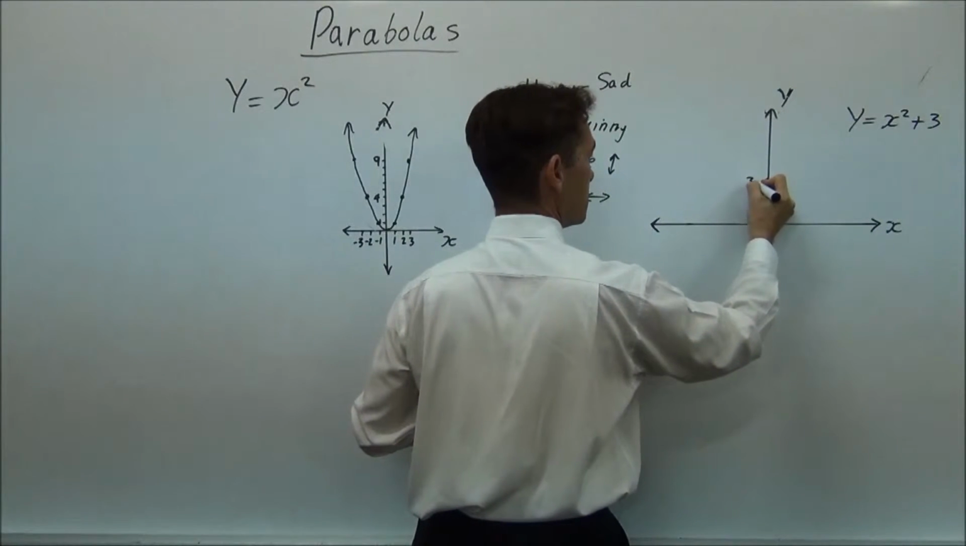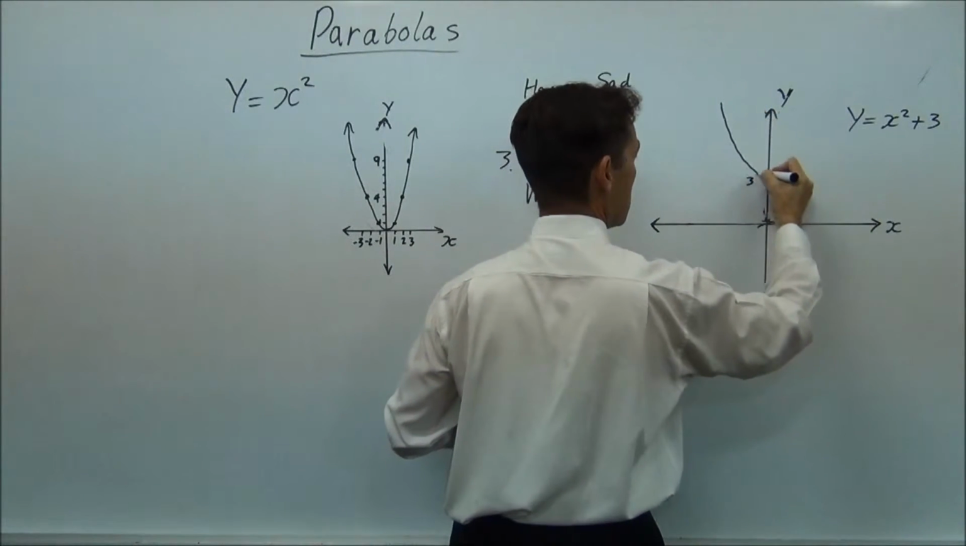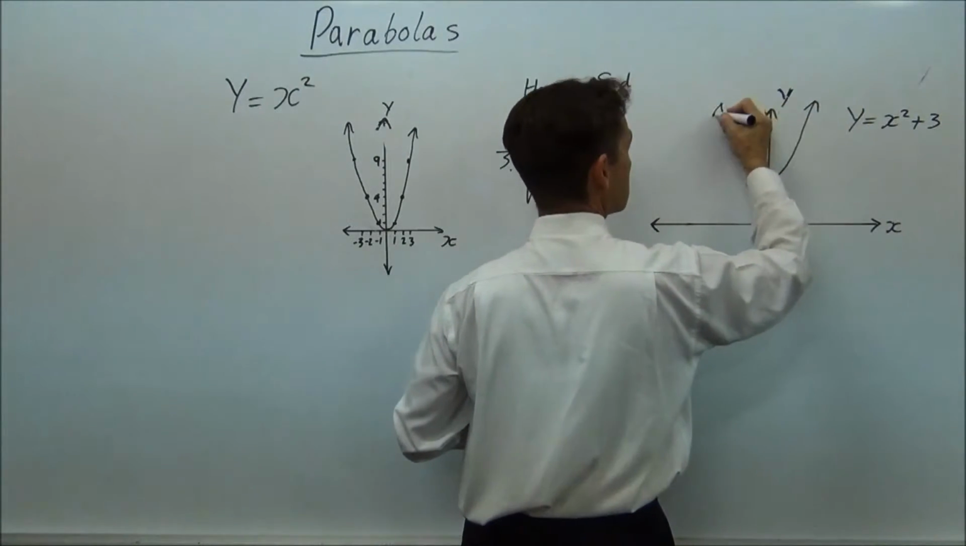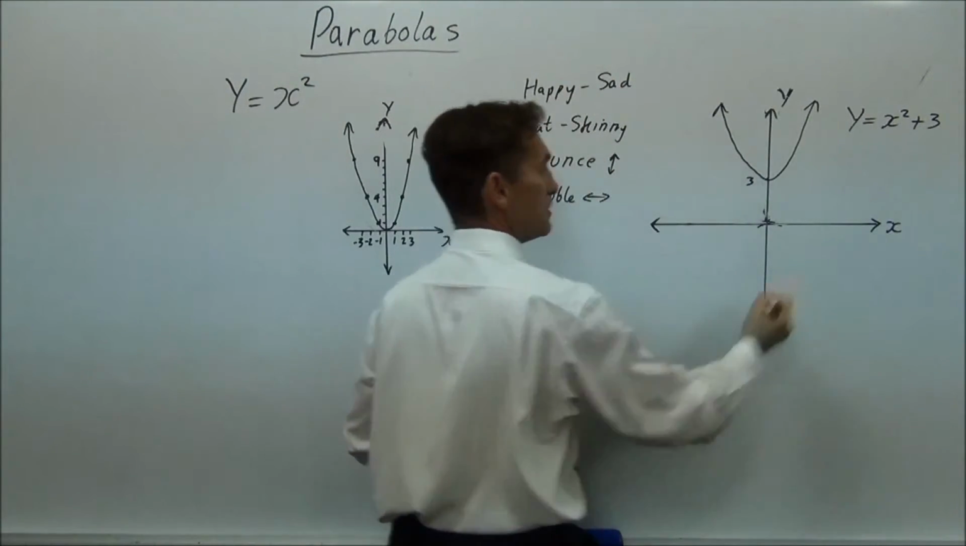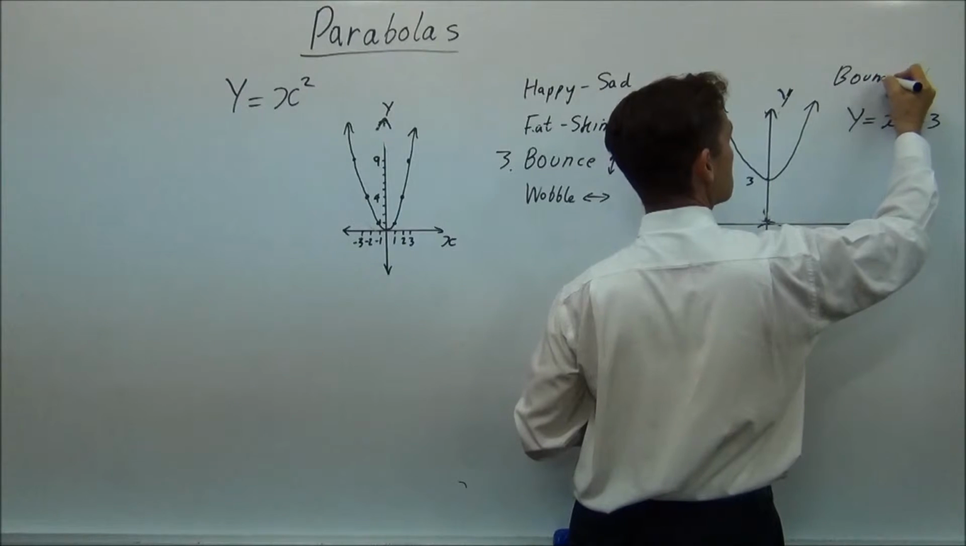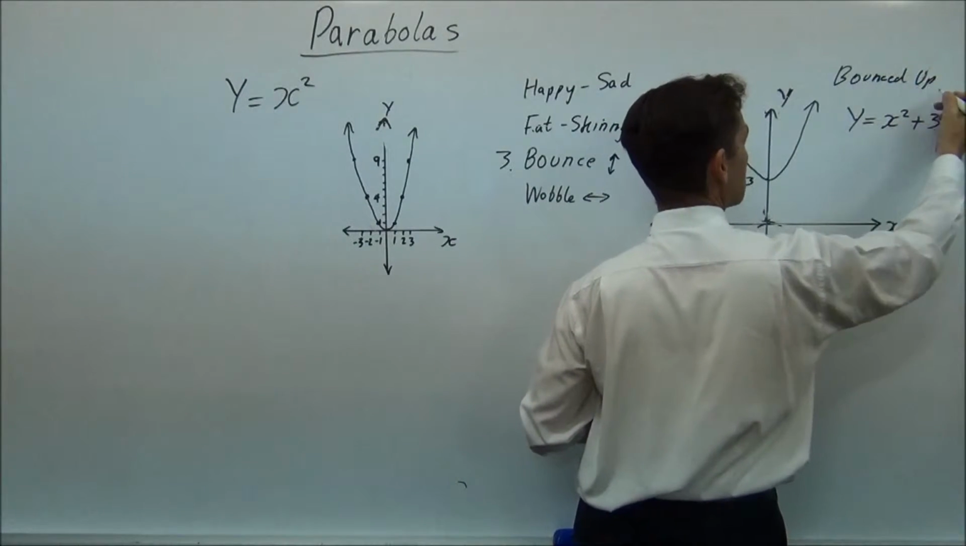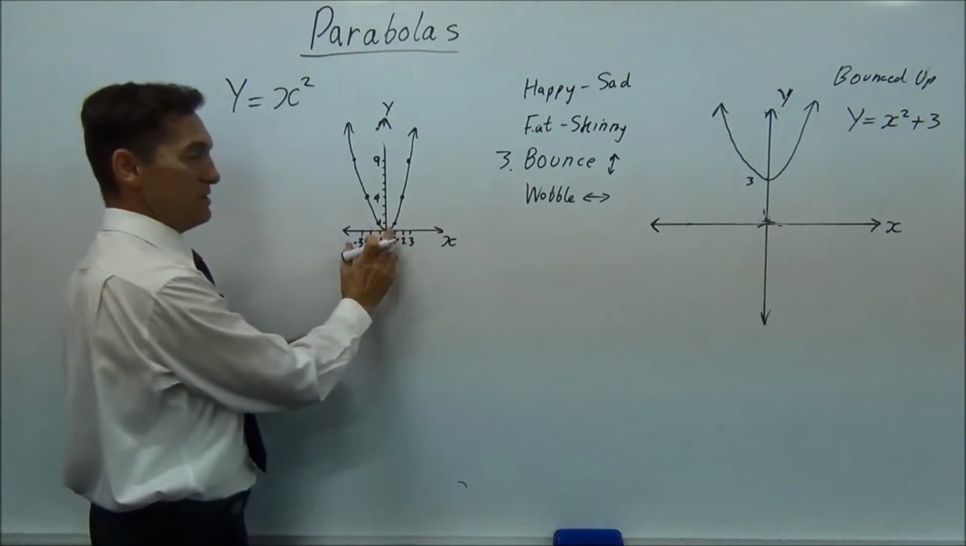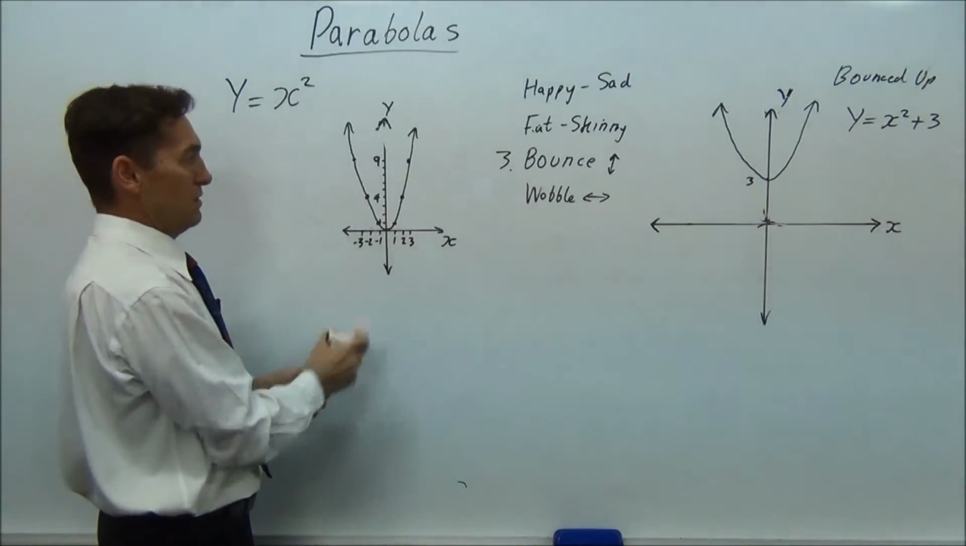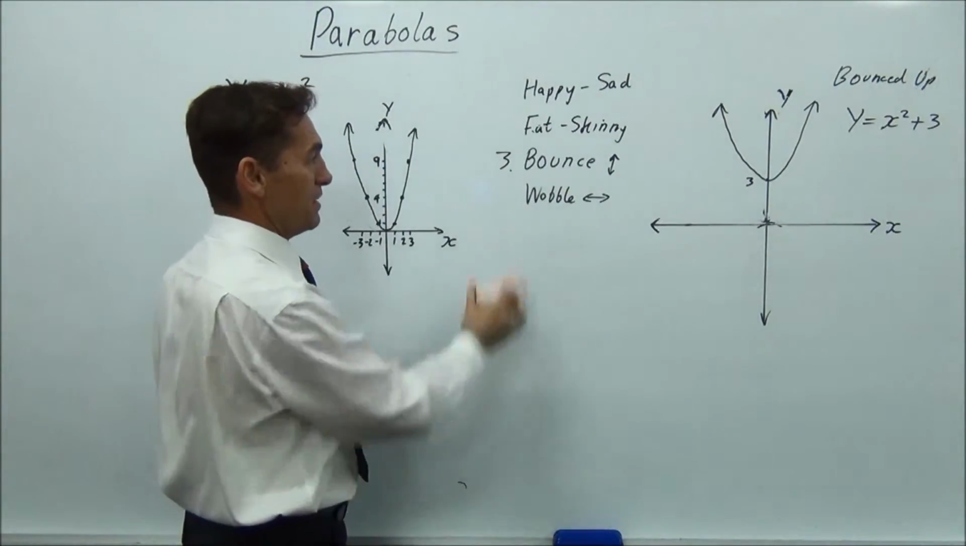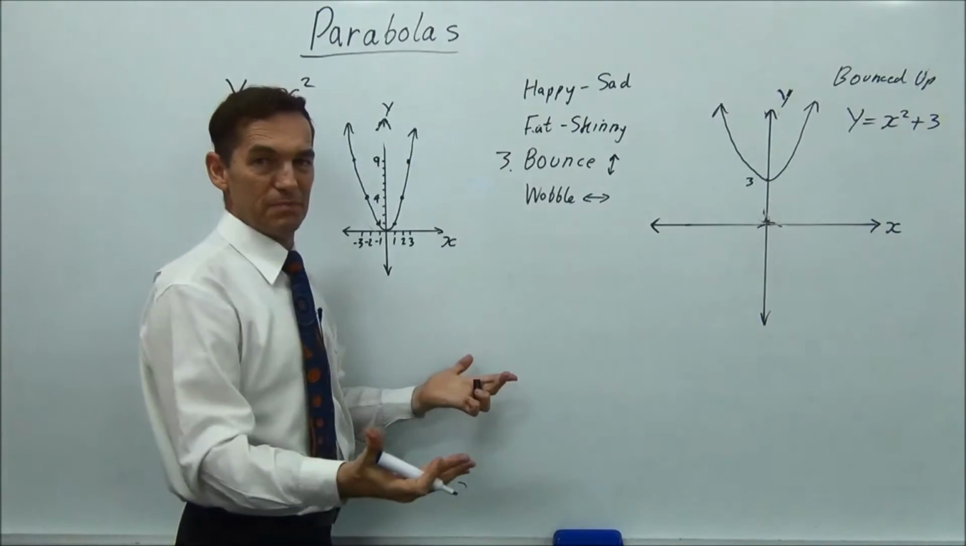So let's do that. So bounce up, so y equals x squared plus, I don't know, 3. So there's 3, and there's the parabola. So that's bounced up, and it's bounced up 3. So it was down here, and it's just gone up 3. Scale's a bit different, so anyway, let's bounce it down.